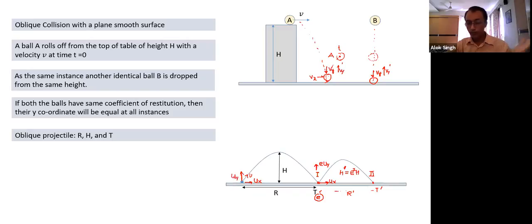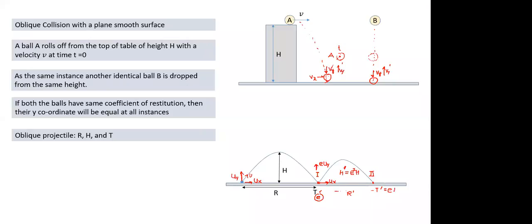If so, it means time of flight is proportional to Uy, and maximum height is proportional to the square of the velocity in Y direction. That's why this has become E square. What will T dash be? E times T.